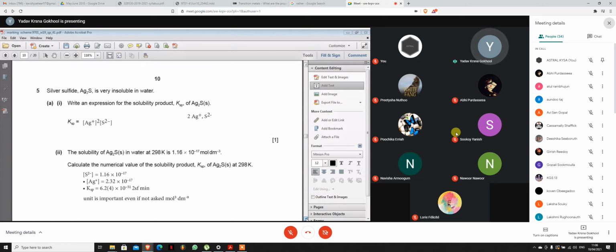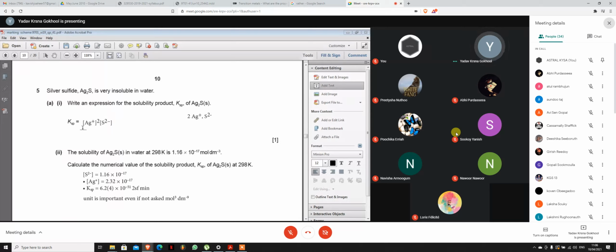Okay, here, silver sulfide is insoluble in water. The first thing I will do is write an equation. And we write the equation: Ag2S reversible sign 2Ag+ plus S2-. This is why I've written this part over here. And then I've replaced it here in the Ksp.